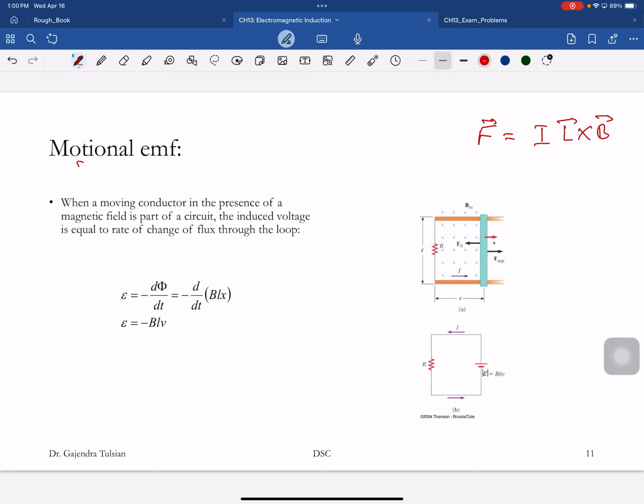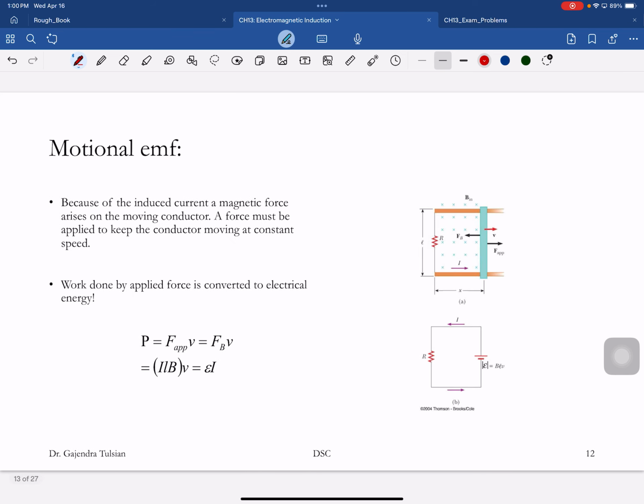And the rate at which you're doing work is the applied force times the velocity of the conductor. So this is the rate at which you're doing work, and that is equal to the rate at which you're producing electrical energy. Okay. So again, like we keep saying, there's never free lunches in life.